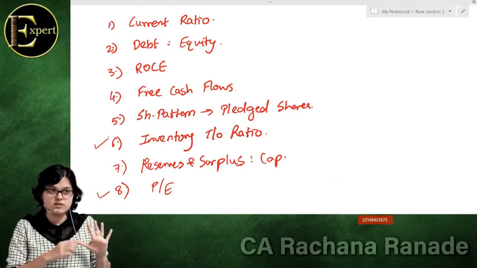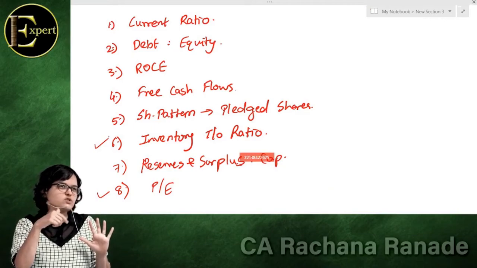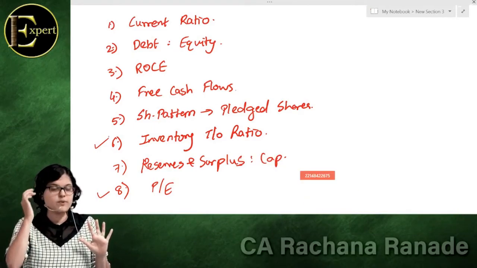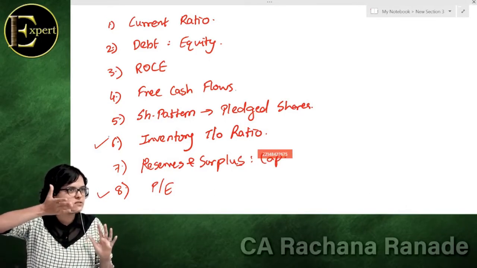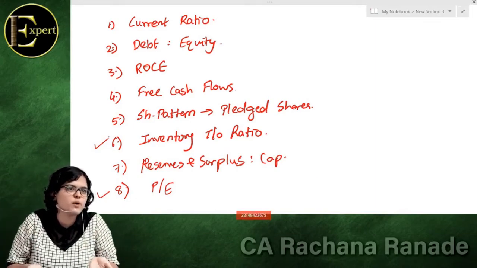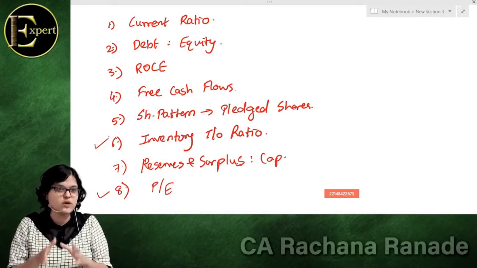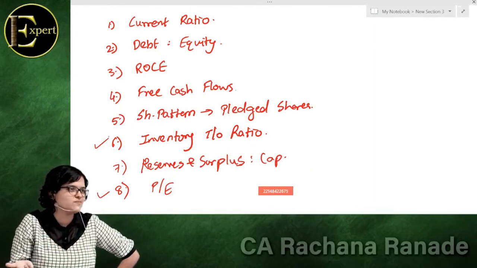Shareholding pattern, pledge shares 0, no pledge shares. Inventory turnover ratio depends. I'll tell you what is inventory turnover ratio. Reserves and surplus should be greater than 0. It should be at least more than 0, no? That's the minimum requirement. And PE, again I'll tell you what is PE and industry. So if I just run this query and if I get a list, wow, my work will be so easy.